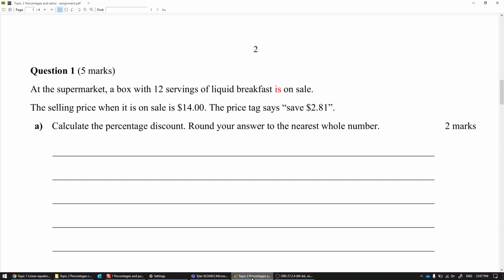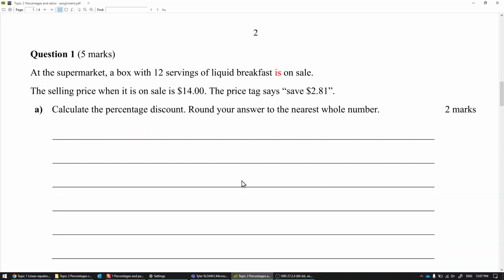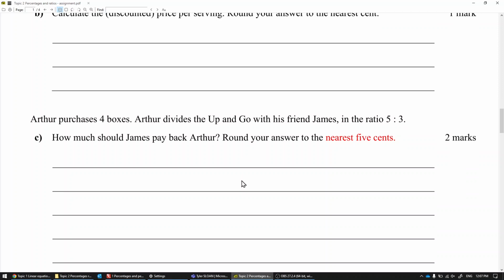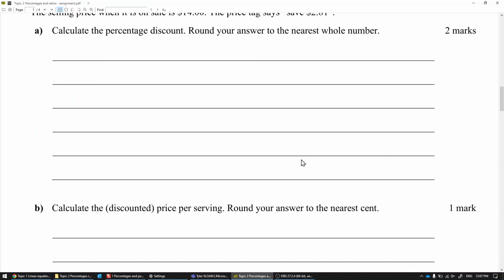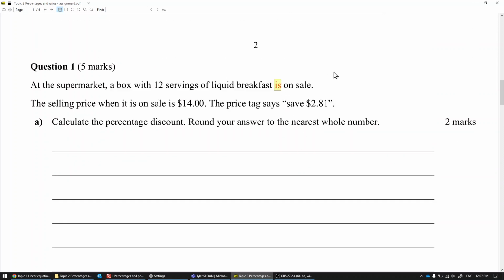So, question 1. Liquid breakfast, that's up and go, is on sale. The word isn't there, so that's just a grammar error. It's just a missing word, is. Something is on sale. Breakfast on sale doesn't make a lot of sense. Then if you go down to part C in question 1, please round your answer to the nearest 5 cents. You are making changes to the assignment. The red writing. Okay, so question 1C, round your answer to the nearest 5 cents, please.